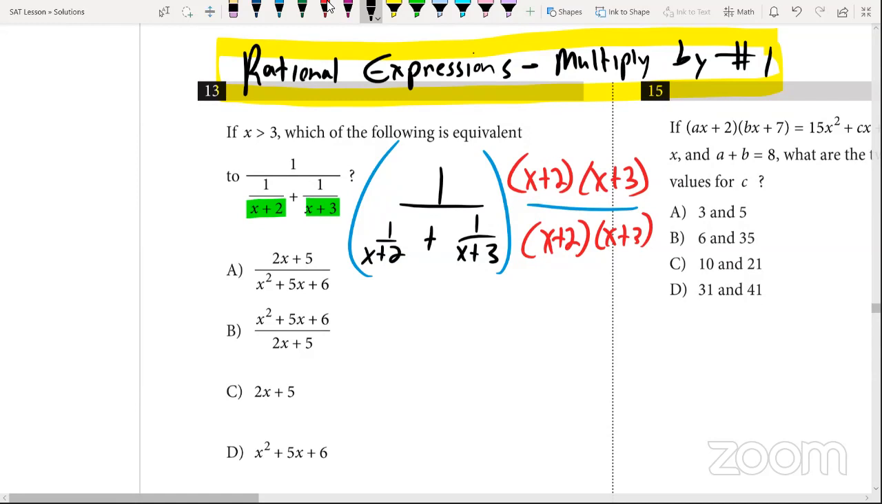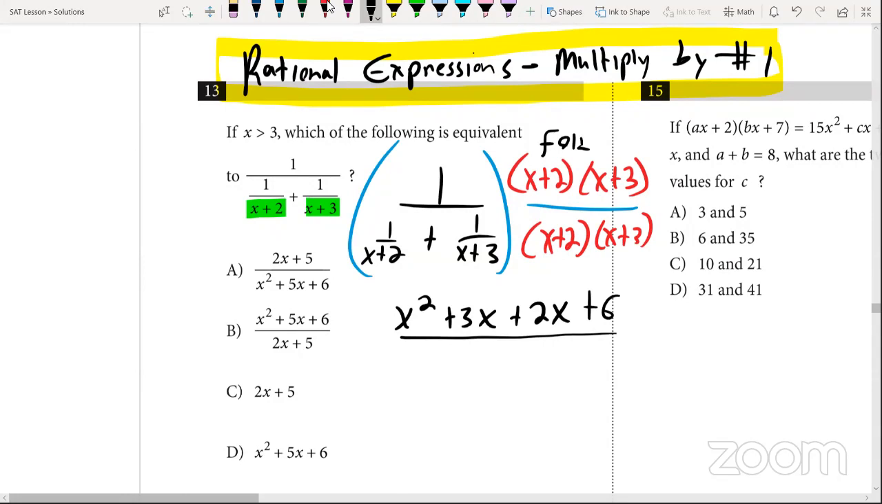So in the numerator, we have x plus 2 times x plus 3. We'd be foiling that. So first times first is x squared. Outer times outer, 3 times x is 3x. Inner times inner, 2 times x is 2x. And last times last, 2 times 3 is 6. So the numerator is going to be x squared plus 5x plus 6.